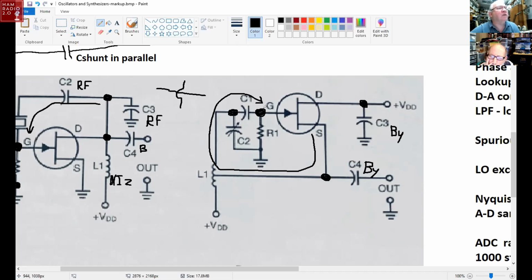Now the grid has a little bit of capacitance. I mean, not the grid, the gate. I'm sorry, I'm thinking tubes again. The gate has a little bit of capacitance in series with another one, which makes a smaller capacitor. So C2 is the primary capacitor that resonates with L1 to set the resonant frequency. Now this is good for making a variable frequency oscillator, or a VFO.